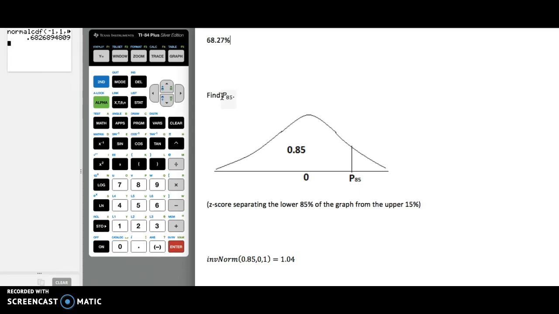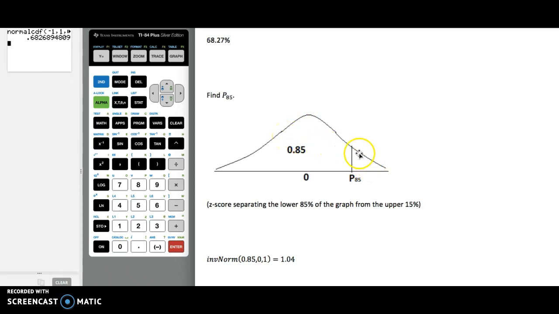So if you have 85% of the graph below this number, this unknown z-score, which is what we're actually trying to calculate, what that means is the z-score is going to have to go on the right side of the graph. It's going to have to go somewhere over here. So the 85th percentile is going to go somewhere over here because you have 85% of the graph below this number.